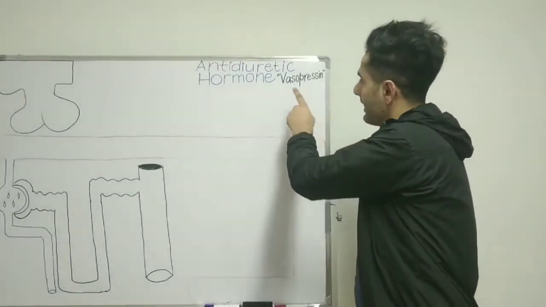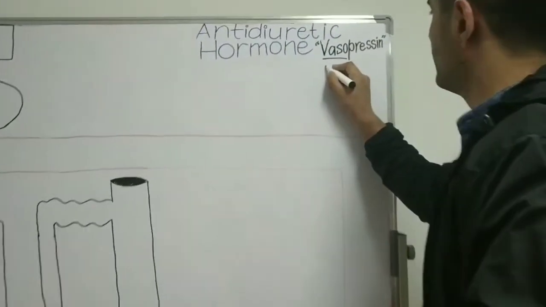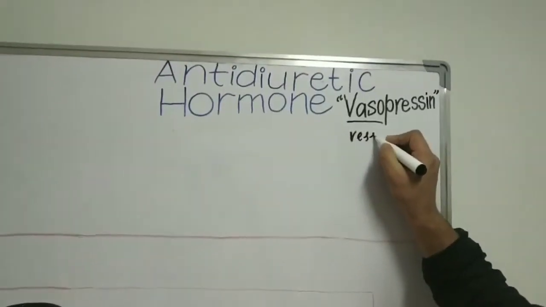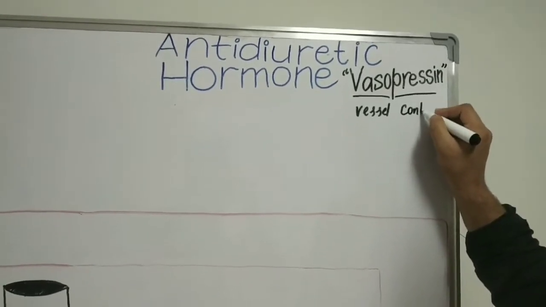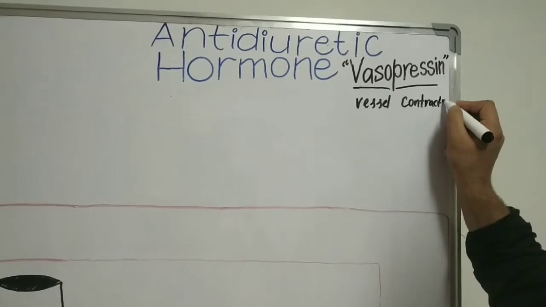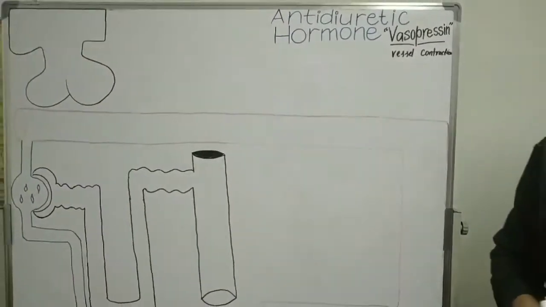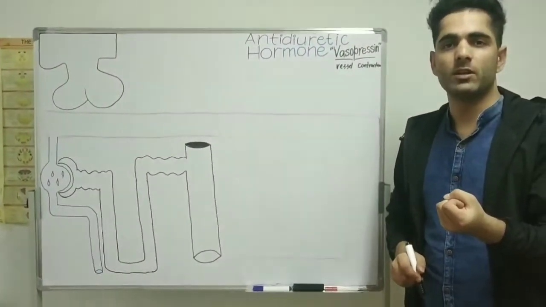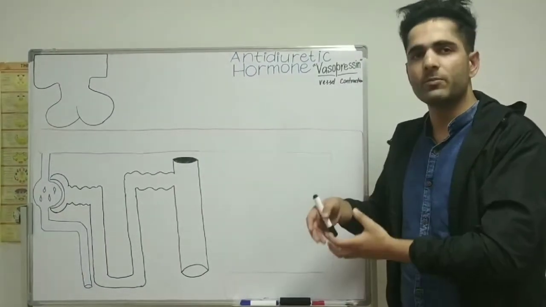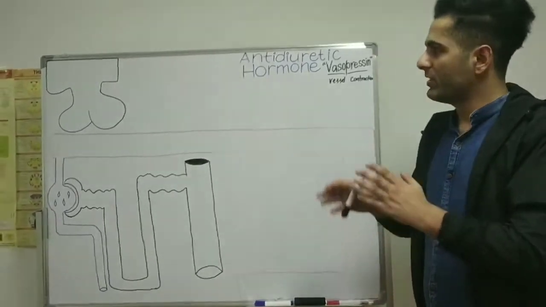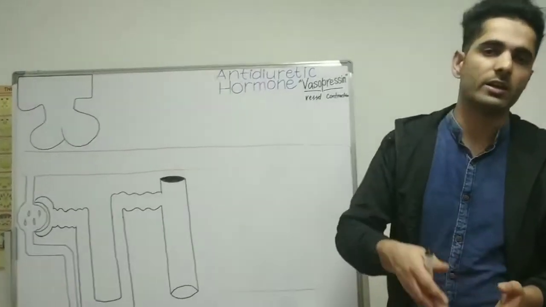So it has been given another name, that is vasopressin. You can see the vaso means vessel, and pressin stands for contraction. What the vasopressin does, it results in the contraction of the vessel. When there is the contraction of the vessel, it will increase the blood pressure. We will see how it increases the blood pressure, but first of all we will see where this hormone is synthesized and where it is secreted.